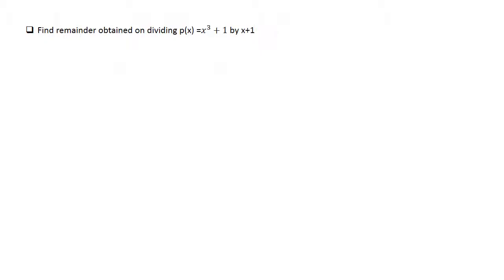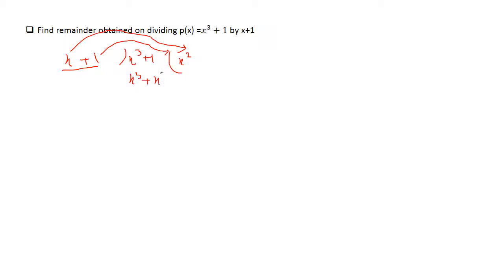Next question is find the remainder obtained on dividing x cube plus 1 by x plus 1. So it is the dividend, and it is the divisor. First we want to find a term which, after multiplying with this term, we will get x cube. So there has to be x square: x square into x is x cube, and 1 into x square equal to x square.